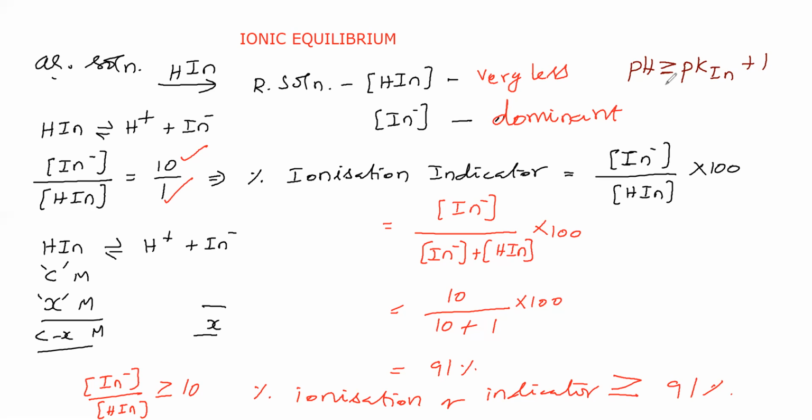Now we are going to the next point. What is the next point? This indicator will give the unionized form of color to the resultant solution. For that, what is the condition? That we will discuss now. Okay, so we are going for that discussion.